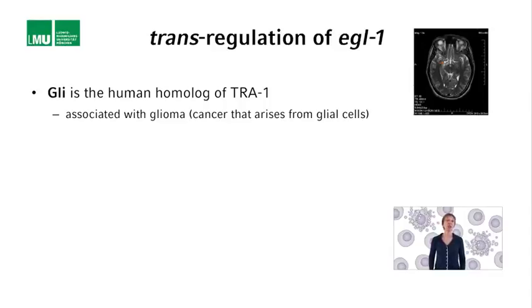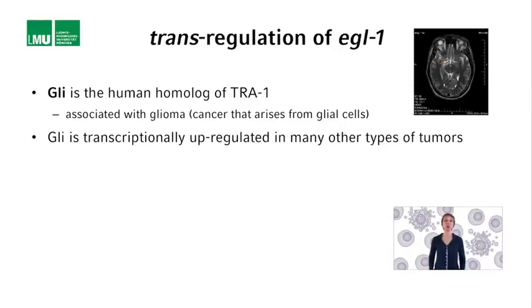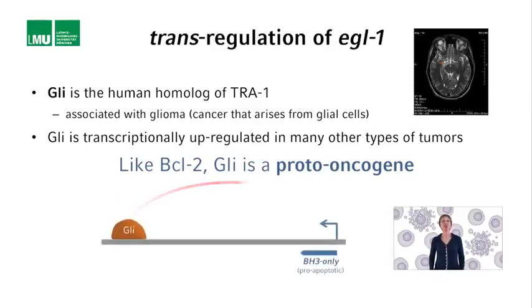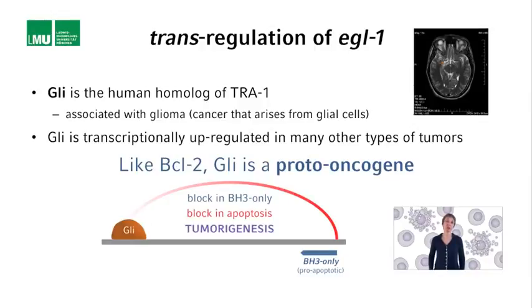Since its identification, GLI has also been found transcriptionally upregulated or overexpressed in many other types of tumors. Like BCL2, GLI is therefore a proto-oncogene. This is an important point. In analogy to C. elegans TRA1, the GLI transcription factor may normally block the transcription of a pro-apoptotic gene, for example, one of the mammalian BH3-only genes. In tumors in which GLI is upregulated or overexpressed, this would lead to the transcriptional repression of the BH3-only gene and, consequently, a block in apoptosis.